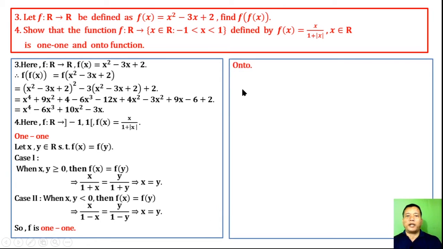Now for onto, let y equal to f of x, where y is in the codomain, any number.